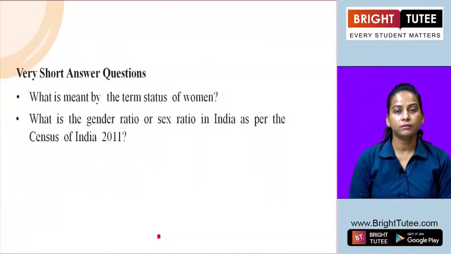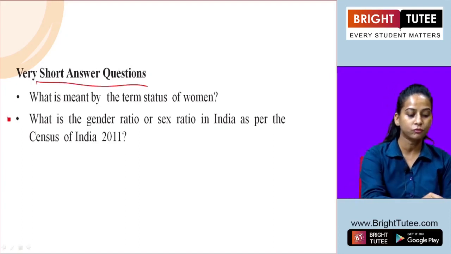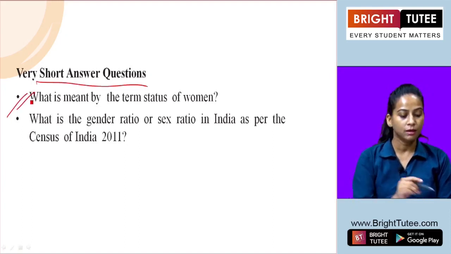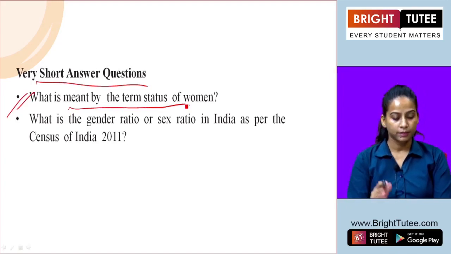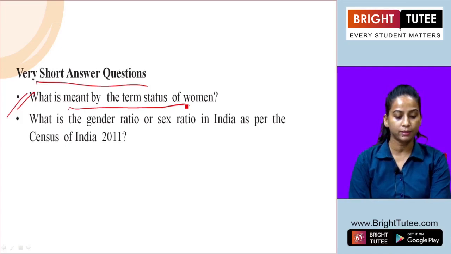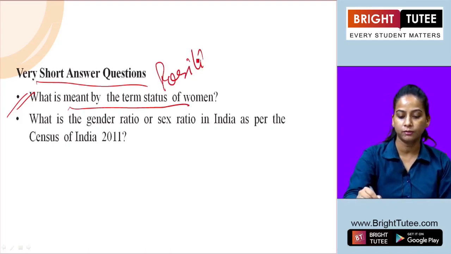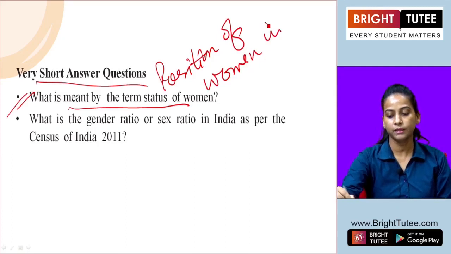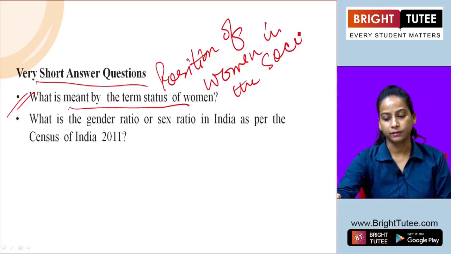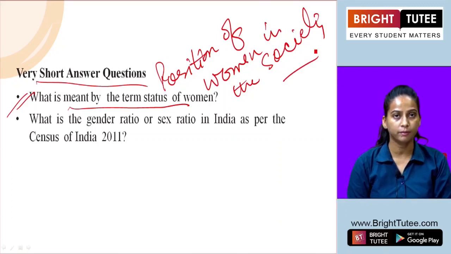Now, based on Unit 4, we are going to do the discussion of the question answers. The first question based on that topic, they have asked, what is meant by the term status of women? So, we need to define this term, and here we can say this term status of women means the position of women in the society. So, that will be considered as the status of women.